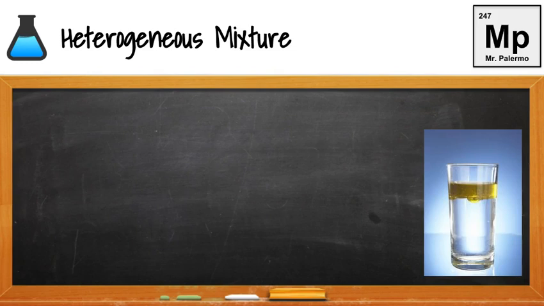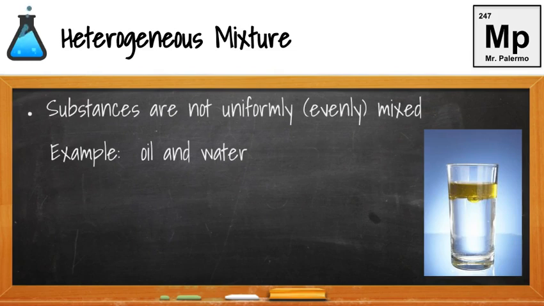A heterogeneous mixture is when the substances are not uniformly or evenly mixed or spread out. A great example would be oil and water. It's not a compound. We have 2 different substances that are in the same space at the same time, but they're not chemically combined. And you can see that it's not uniformly or evenly spread out. We have the oil up top and the water on the bottom. So this is a heterogeneous mixture.